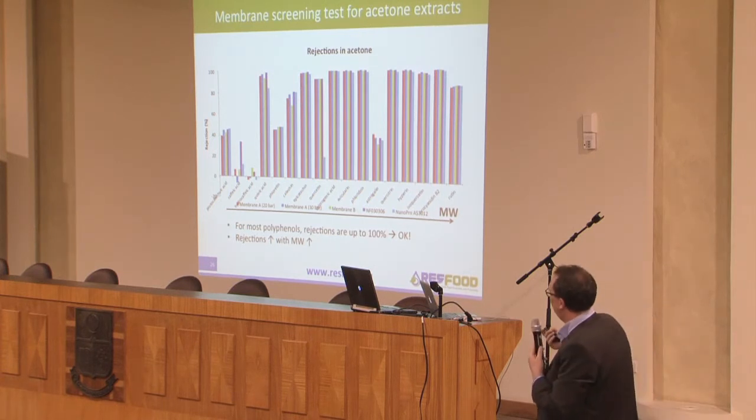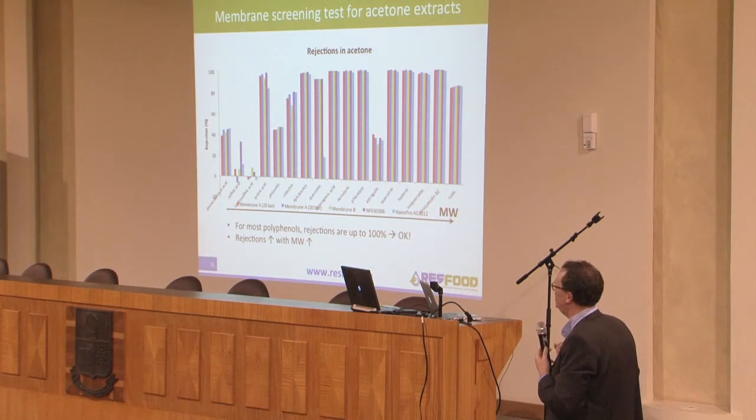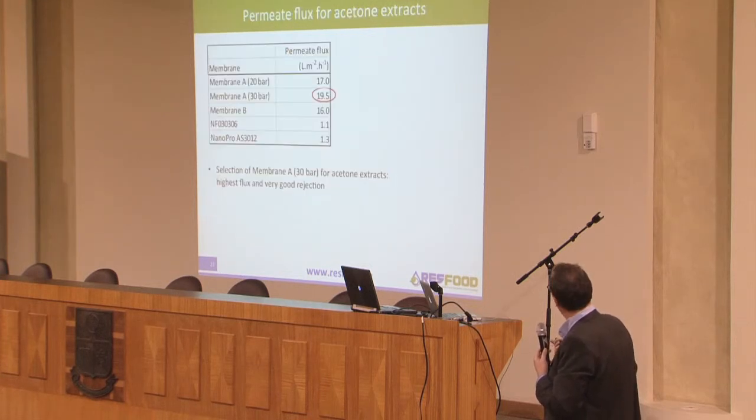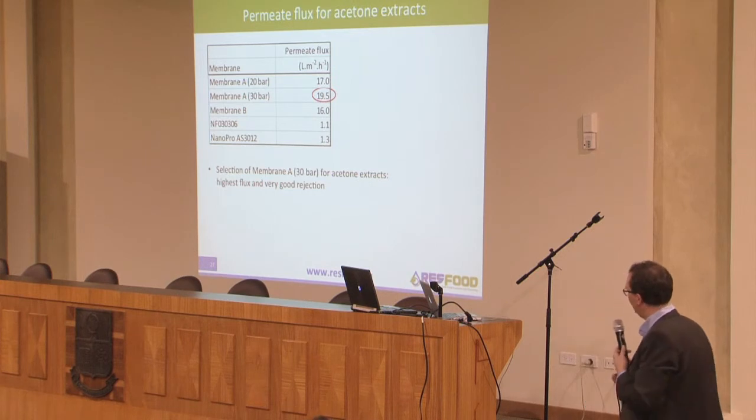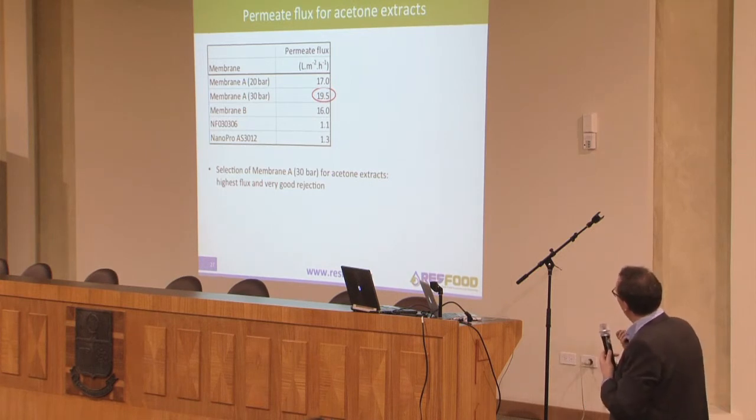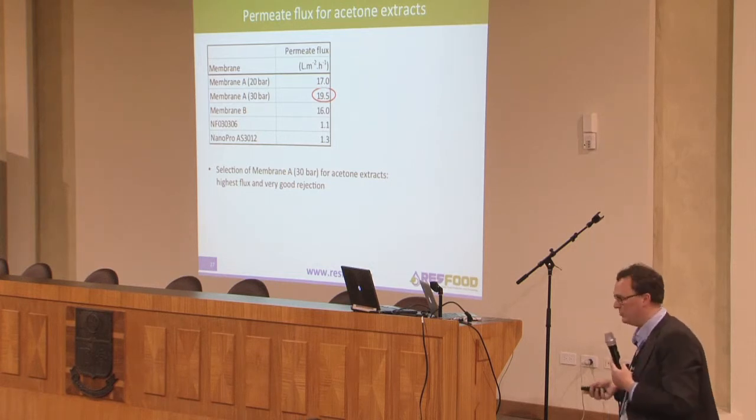The conclusion here is that for most polyphenols, the rejections were up to 100%, so that's okay, and that the rejections also increased when the molecular weight increased, like with the ethanol extract. At the lower molecular weights, the rejections were not as high. Also here, for the flux, membrane A showed to be the best membrane, with a flux of about 20 liters per square meter per hour. So for acetone, we would select membrane A at 30 bar, since it showed high flux and also a very good rejection.